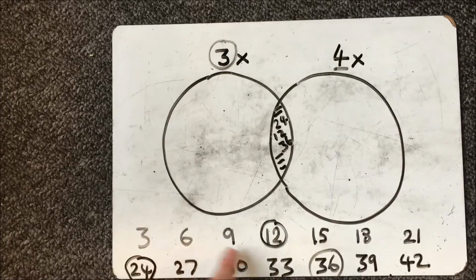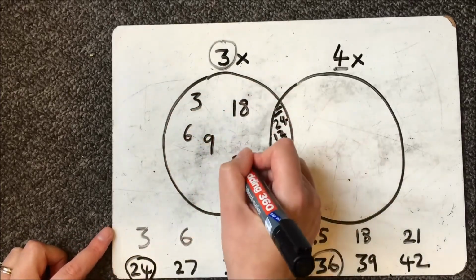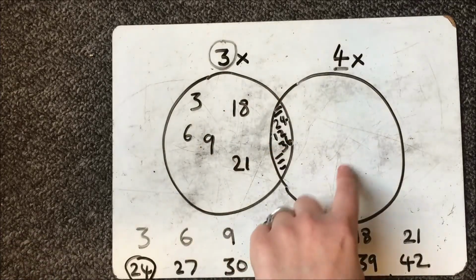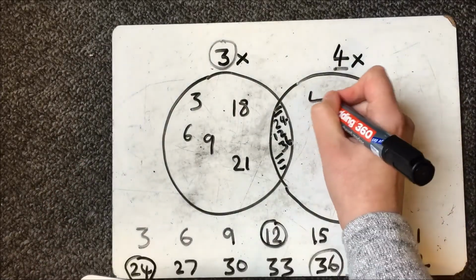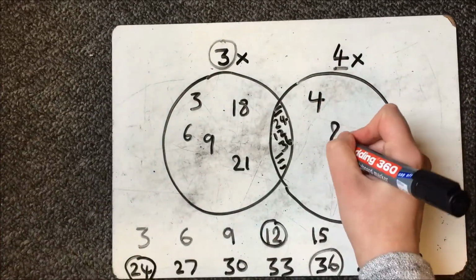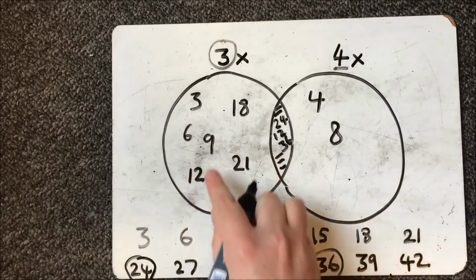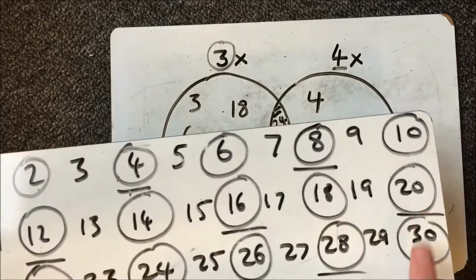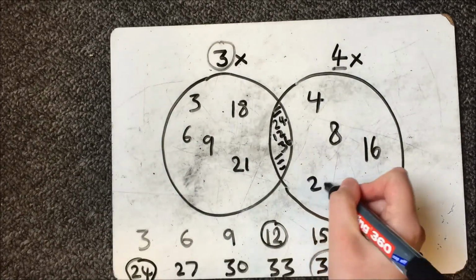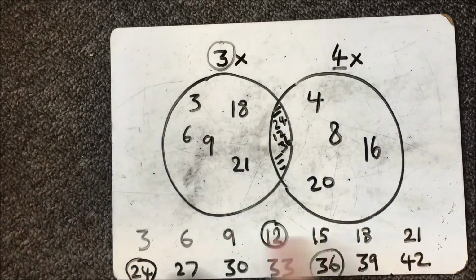That means any ones that are not circled can go in here. So 3, 6, 9, 18, 21 and so on. You might have more. In my 4 times table, do you remember that underlined on here? I've got 4, I've got 8, 12, no, 12's in both, so it's already in there. 16, I can put 16 in there, yep. 20, 24, no, 24's in there, so it's in common. 28, no, it's not in my 3s.